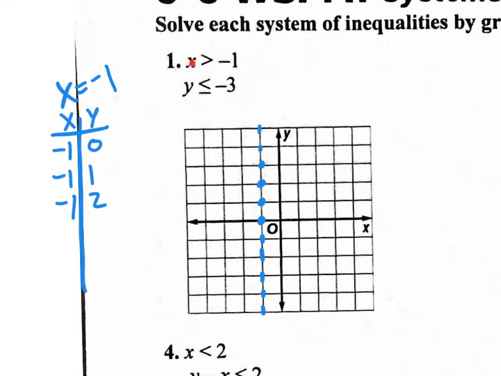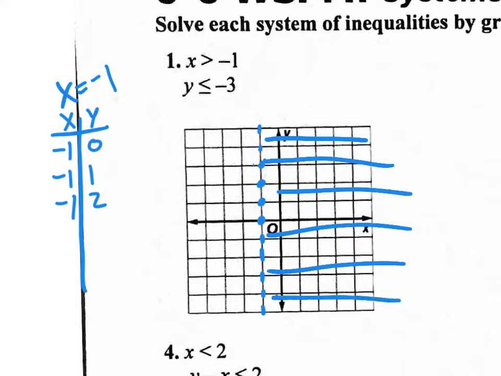But in terms of x, which way is greater? On the x number line, which way is greater? Is it this way, or is it this way? To the right, right? This is 1, 2, 3, 4, 5. Numbers are getting greater as you go this way. So greater than would mean that you shade in this side of that dotted blue line.